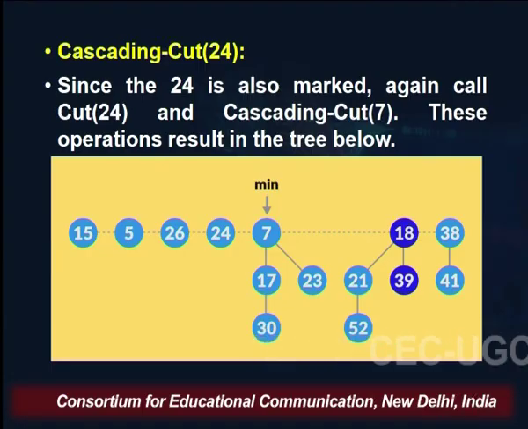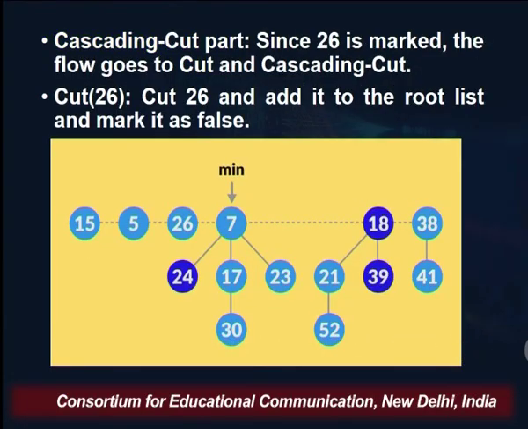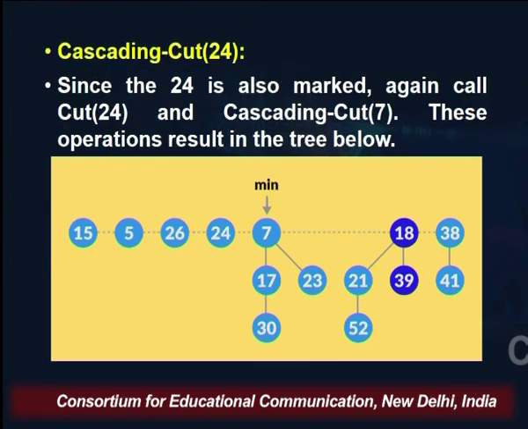Now if we talk about 24, it is already marked, and 24 has just lost one of its children, which is 26. After losing a child we need to mark the node. But if the node is already marked, then we need to remove it from its original position and add it to the root list after deleting its mark.